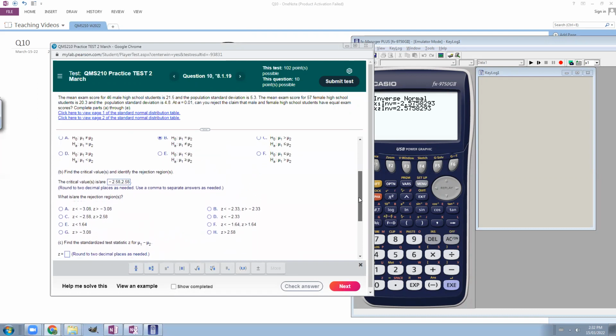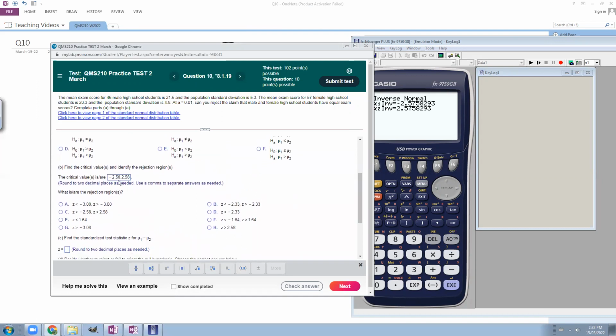So what are the rejection regions? Well, we're going to reject if Z is greater than 2.58 or less than negative 2.58. That's based on our critical values here. The other ones all have the wrong numbers. So this one has to be right.